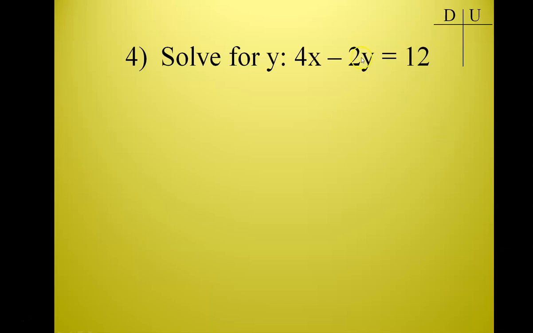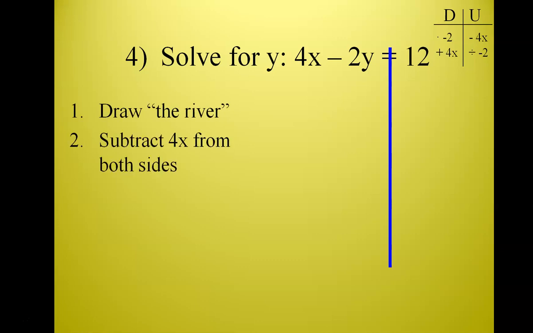Following our do-undo chart, first thing was to locate y and highlight it. Here it is. Then it was multiplied by -2. Then 4x was added. So to undo, I take away 4x and divide by -2. Draw the river. Then I would subtract 4x from both sides, as it says in my undo chart.